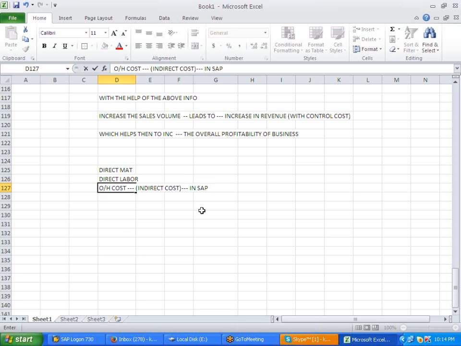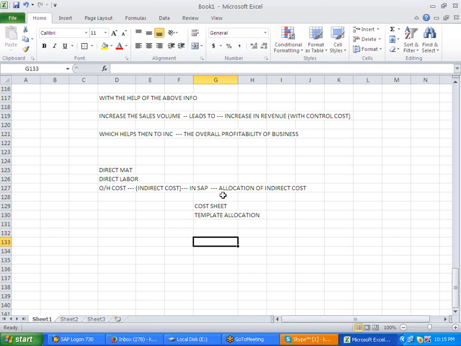how do we do the allocation of this indirect cost? There are various methods to it. We look into the cost sheet. You have template allocation. There are other methods also. These are the methods we use over there.